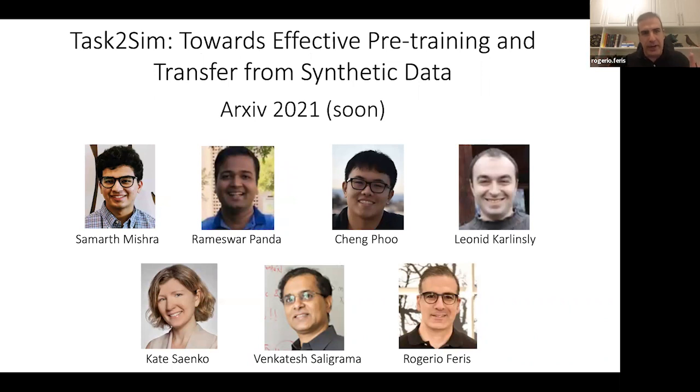Okay, so far I have described methods that rely on instance-specific computational paths and task-specific computational paths for both efficient inference and multitask learning. I'll now show how these techniques can be extended on the data side. So the idea of this method, which we call Task2Sim, is to adaptively select simulation parameters like lighting, pose, background, and so on, in order to generate synthetic pre-training data sets for each task. This is joint work with Samarth Mishra, Rameswar Panda, Cheng Fu, Leonid Karlinsky, Kate Saenko, and Venkatesh Saligrama.